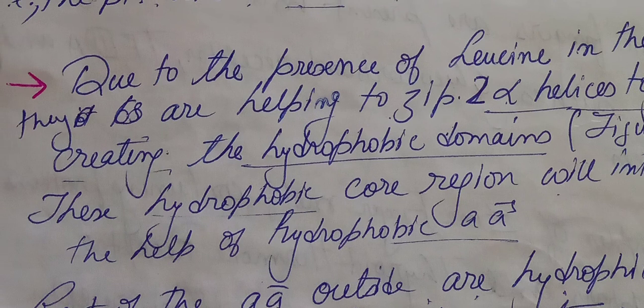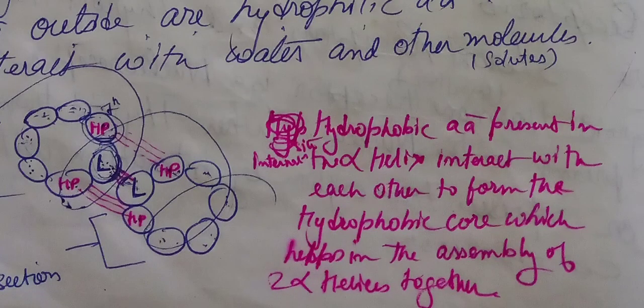These hydrophobic amino acids are interacting with each other to form the hydrophobic core, which helps in assembly of these two alpha helices. The rest of the amino acids, which are hydrophilic, interact with the water outside, so it maintains perfect stability. It will not get hampered.